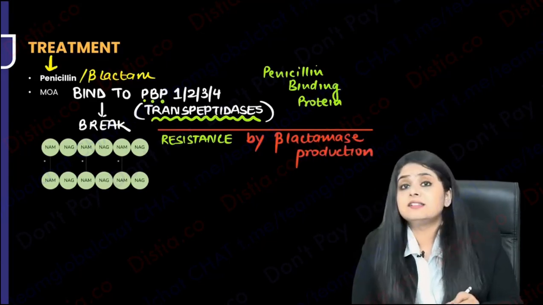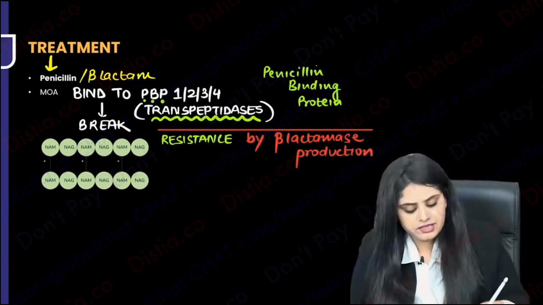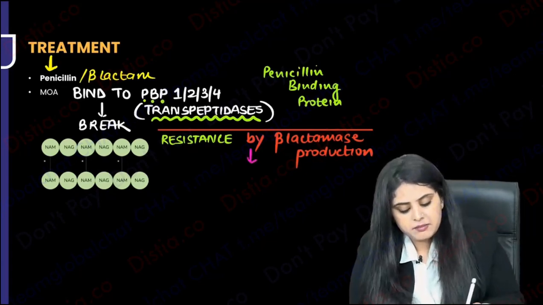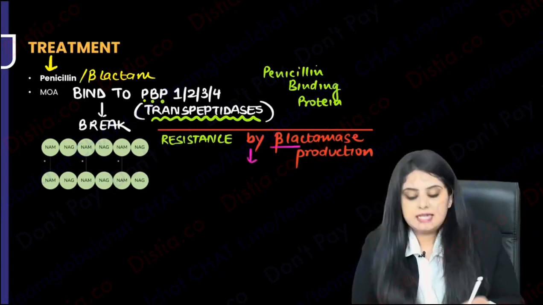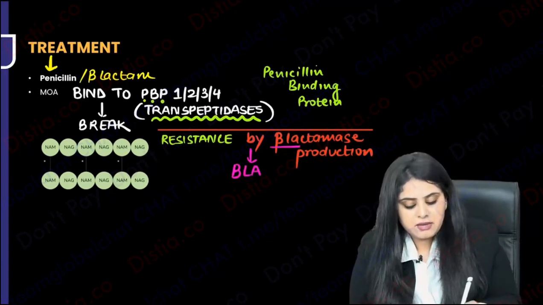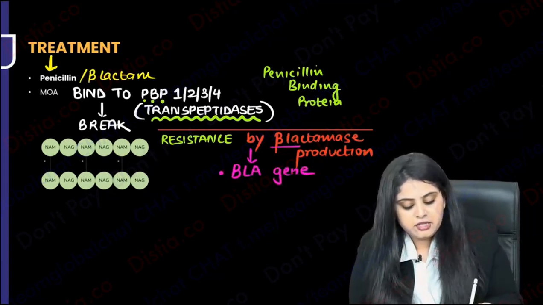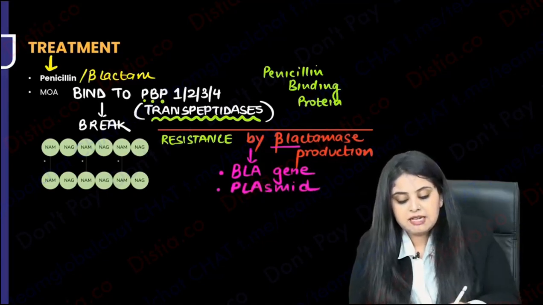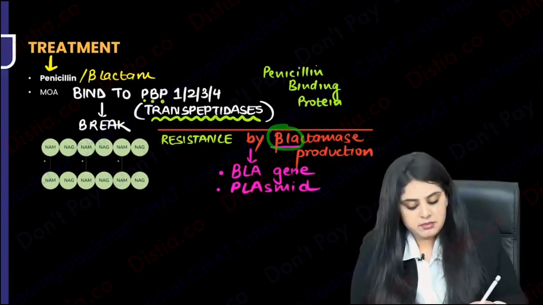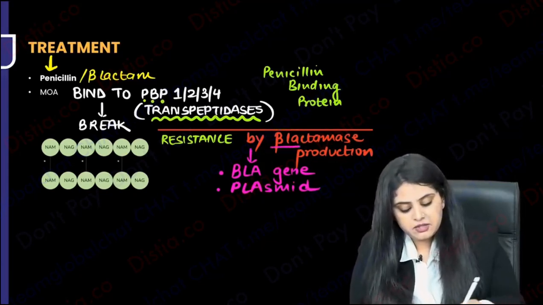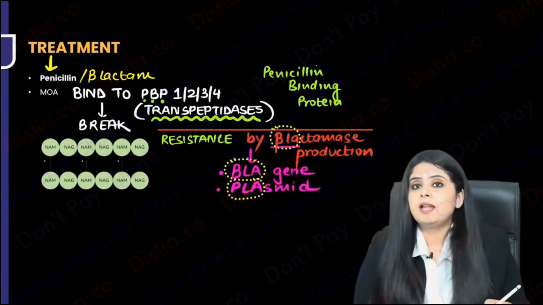You will ask me, aise kaise ma'am? Without genes, how can it produce? Yes, this is going to be regulated by the BLA gene, beta-lactamase. So matlab this is regulated by the BLA gene, and this is going to be transferred by plasmids. Okay? So remember that beta-lactamase production is going to be regulated by the BLA gene, and that is transferred by plasmids.